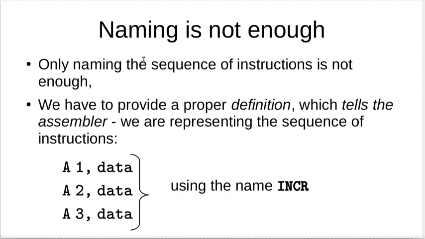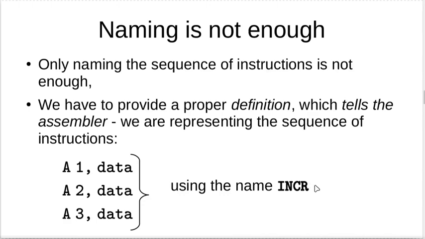The macro processor has to understand that a given sequence of instructions has a name attached to it, right? So we have to tell the same thing to the macro processor. Only naming the sequence of instructions is not enough. We have to provide a proper definition which tells the assembler or the macro processor that we are representing the sequence of instructions A1 data, A2 data and A3 data using the given name INCR, right? So we have to tell the macro assembler that we are representing these sequence of instructions with the name INCR, right?